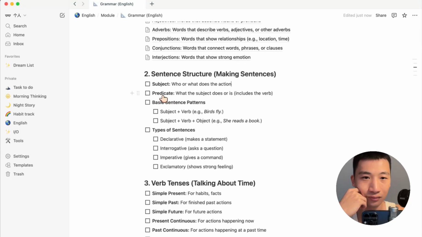Sure. In the sentence, "The dog barks loudly," the dog is the subject, and barks loudly is the predicate. Do you want to try identifying the subject and predicate in a new sentence?